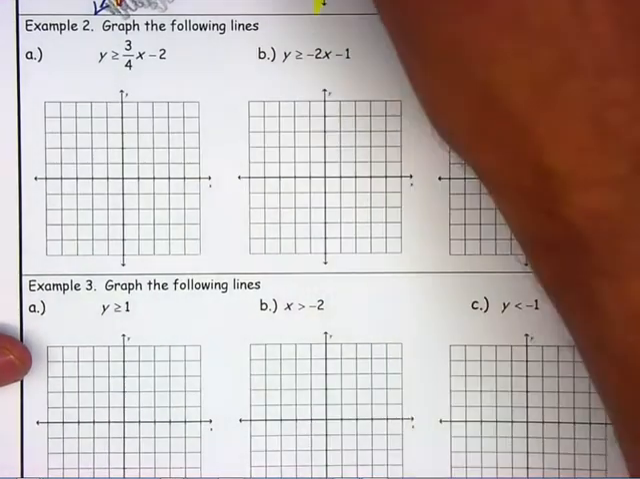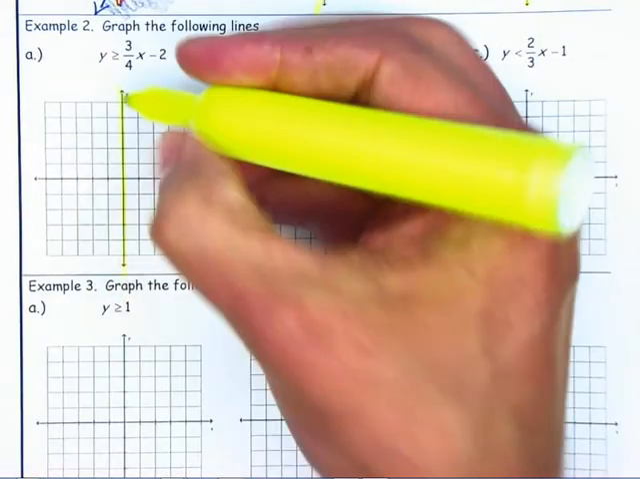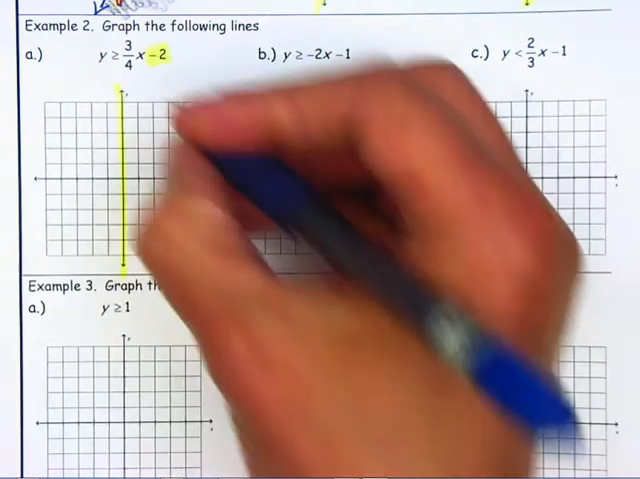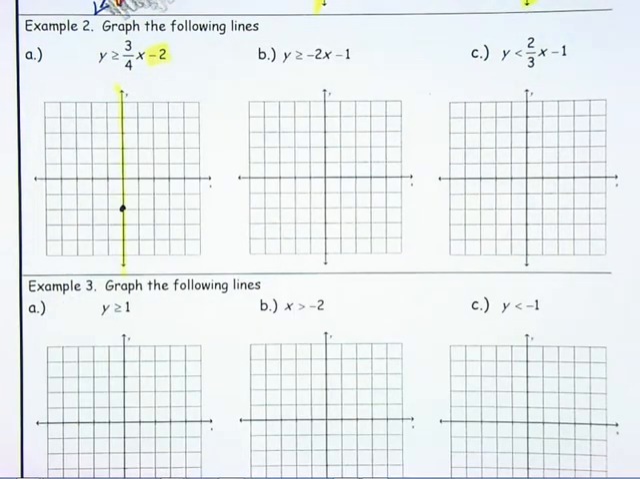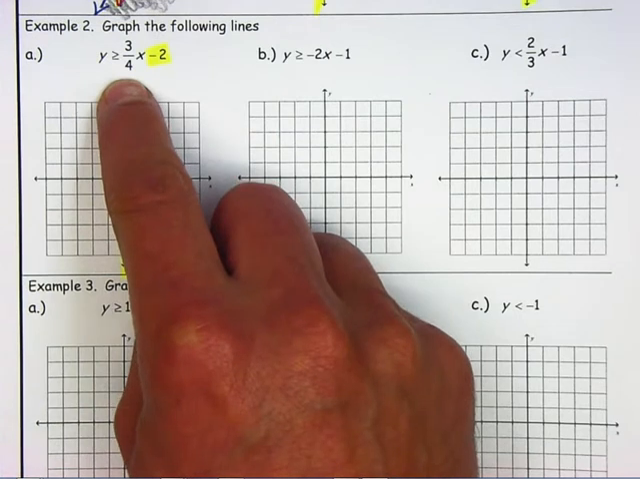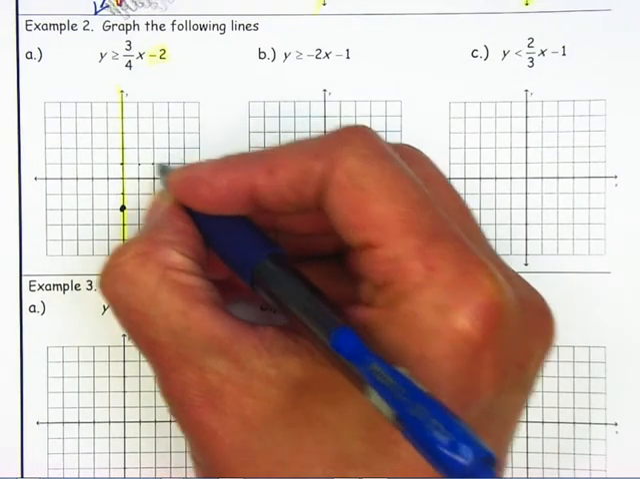Great. On example number 2, we're going to go through the same process. First, highlight the y-axis, highlight the y-intercept. So my first point should be on the y at -2. That's my y-intercept. That's where the line crosses the y-axis. My slope is positive, so up 3 and to the right 4. From your first point, I'm going to go 1, 2, 3, and 1, 2, 3, 4.